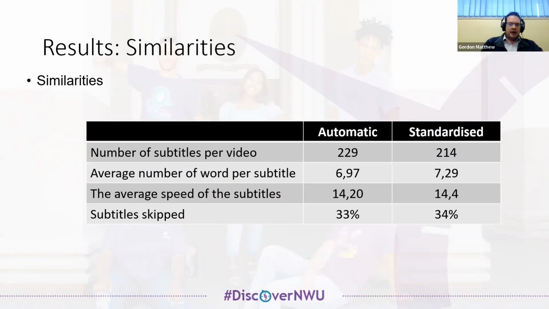So if you look at, these are the similarities. The number of subtitles per video were more or less the same on average between the videos. The average number of words per subtitle were more or less the same, with no significant difference there. The average speed of the subtitles was the same. The number of skipped subtitles in the videos was more or less the same. So what could be attributing to a higher cognitive load?